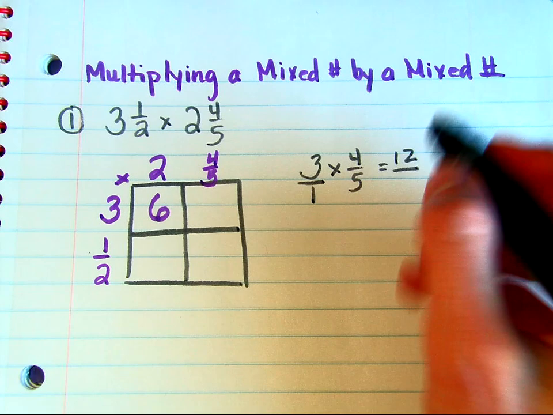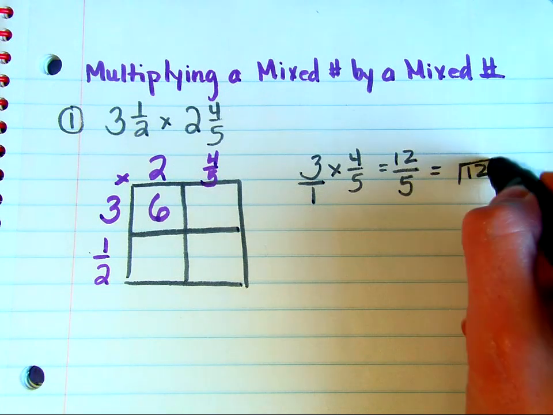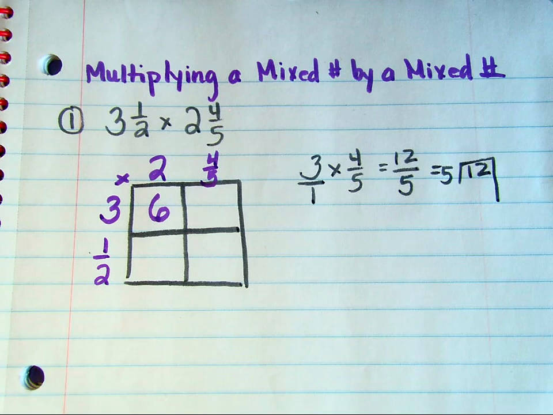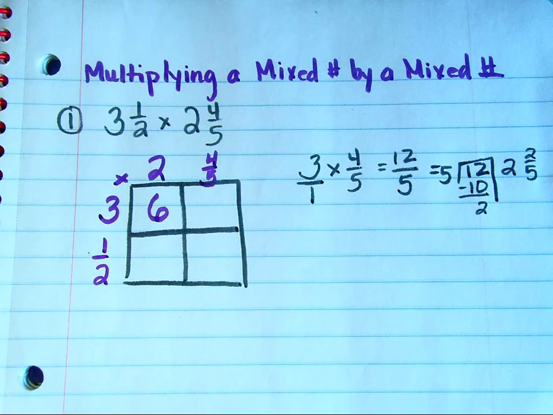Now this is written in improper fraction form. So I'm going to turn it into a mixed number. 12 divided by 5. Write it how you say it. And I ask myself, what times 5 gives me close to 12? 2 times 5 is 10. And I have 2 left over out of 5. So the answer is 2 2/5. I'm going to record that in this box.